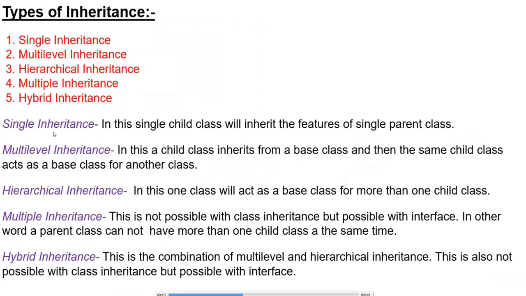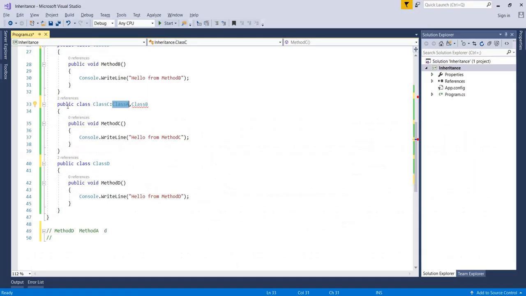So we have seen single inheritance with an example, multi-level inheritance and hierarchical inheritance. These two, multiple and hybrid, are not possible with class inheritance, so we will look into them in upcoming videos when we learn interface. Now, inheritance with access modifiers: we have public, internal, protected or private. We already learned these in our previous chapter on access modifiers, so please watch that chapter for better understanding.